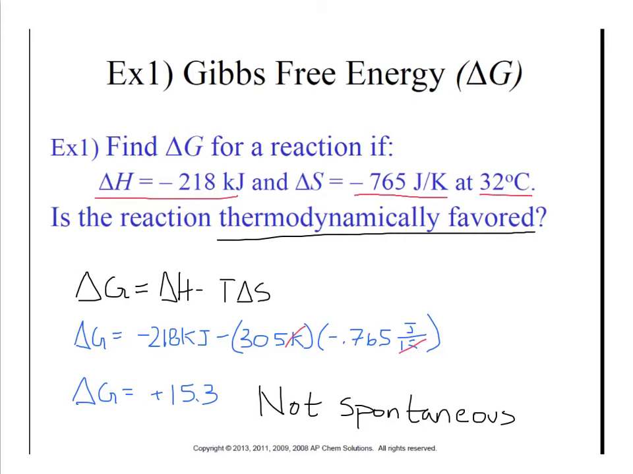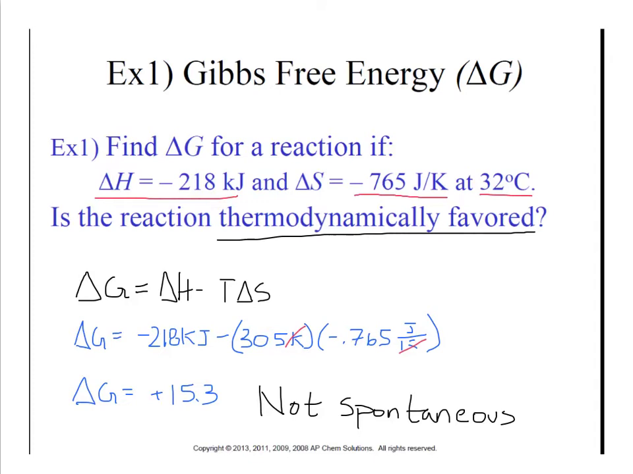So our enthalpy change and our entropy change, those values are locked in stone with this particular reaction. But what could we change here in order to make this reaction thermodynamically favored? How could we make it so that this number right here becomes negative? Well, the one variable we can change is temperature. So if we change the temperature, we could, in theory, make it so that this number becomes negative.